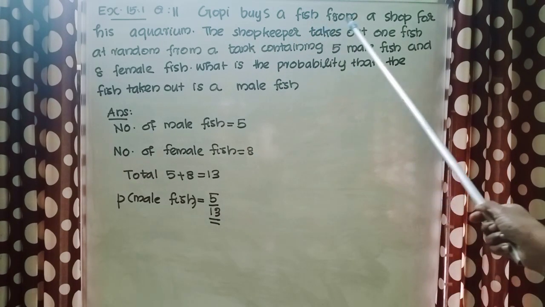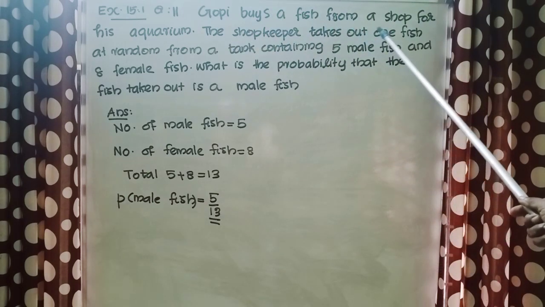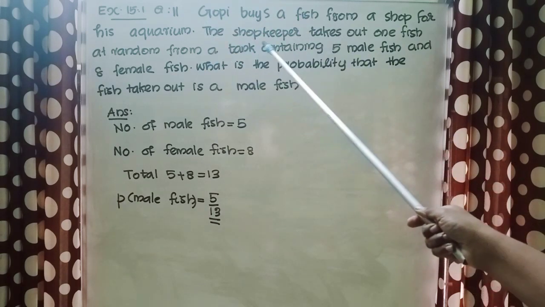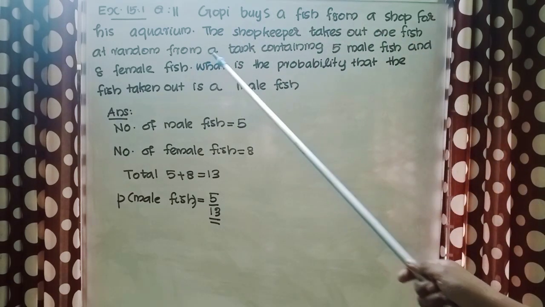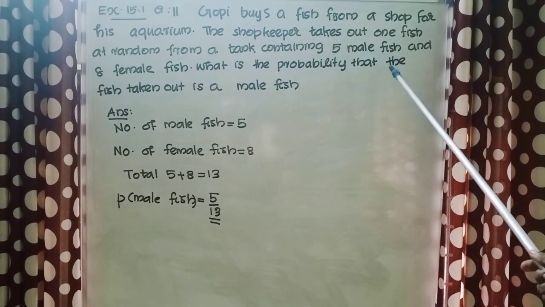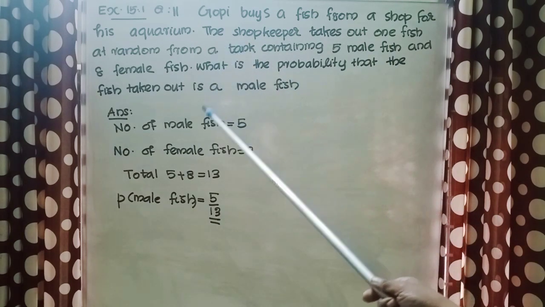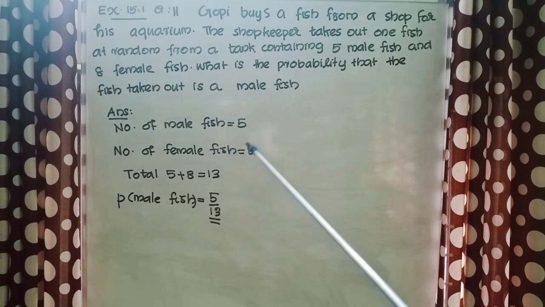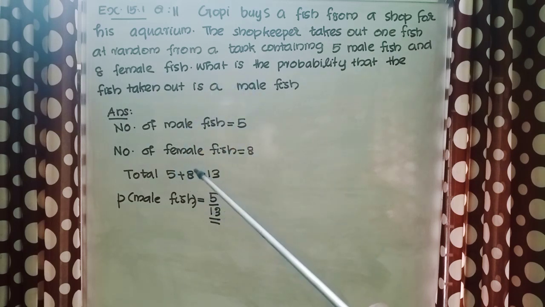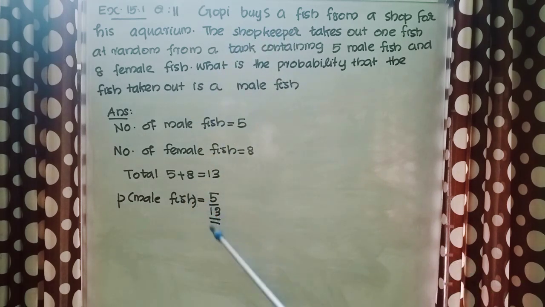Gobi buys a fish from a shop for his aquarium. The shopkeeper takes out one fish at random from a tank containing 5 male fish and 8 female fish. What is the probability that the fish taken out is a male fish? So here number of male fish equal to 5. Number of female fish equal to 8. Total 5 plus 8 equal to 13. The question is probability of male fish, that is equal to 5 by 13.